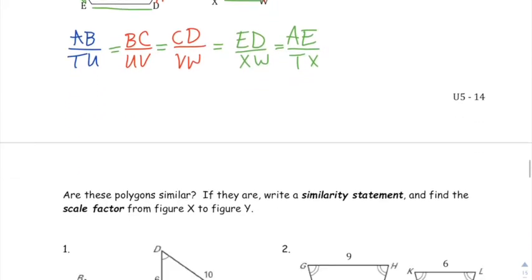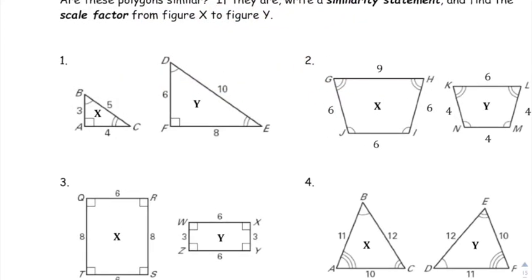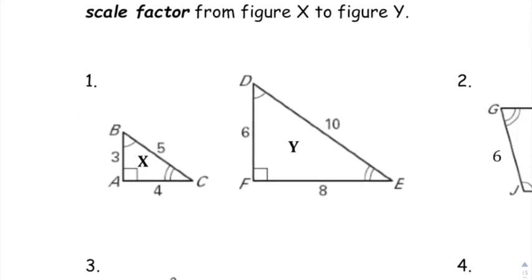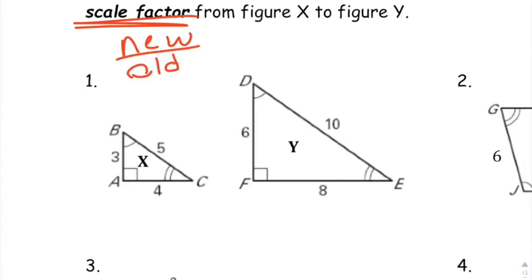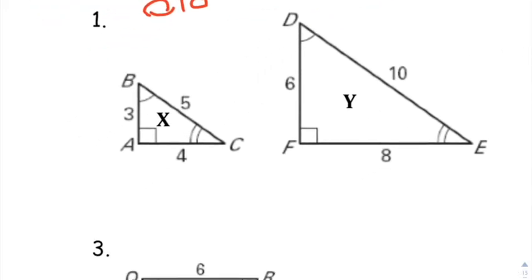Okay. So we'll deal with some actual numbers on this one. Are these polygons similar? If they are, write a similarity statement and then find the scale factor. Since they want us to find the scale factor, I'm going to strategically start to write these as my new over old figures, so I take the new side over the old side, and then automatically I have my scale factor rocking and rolling. We're going from figure X to figure Y, so we're going to assume figure Y is the new figure. Typically, if they don't say that, I say the left figure is the old, and the right figure is the new.